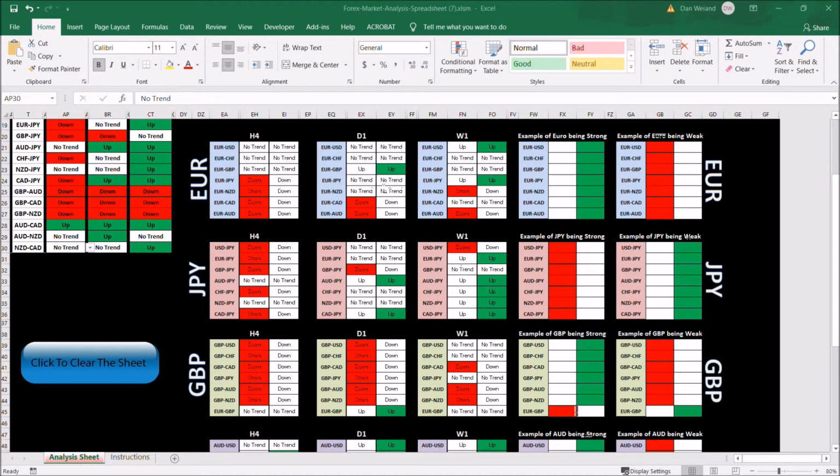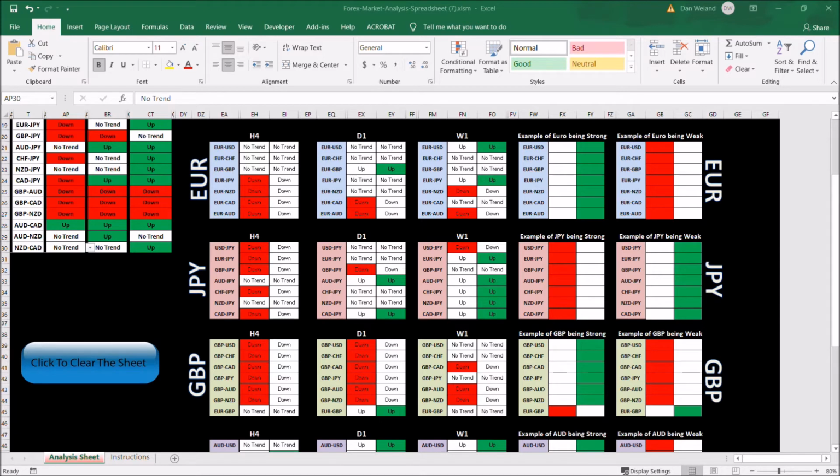Then you get to the pound group, and there's one of your examples of a completely lined up example. W1 has no consistency across the board, but the D1 is showing you complete pound weakness. So it is one of the weakest individual currencies on the market. Even on the H4, it's weak across the board except against the euro. So the euro must be weak as well.